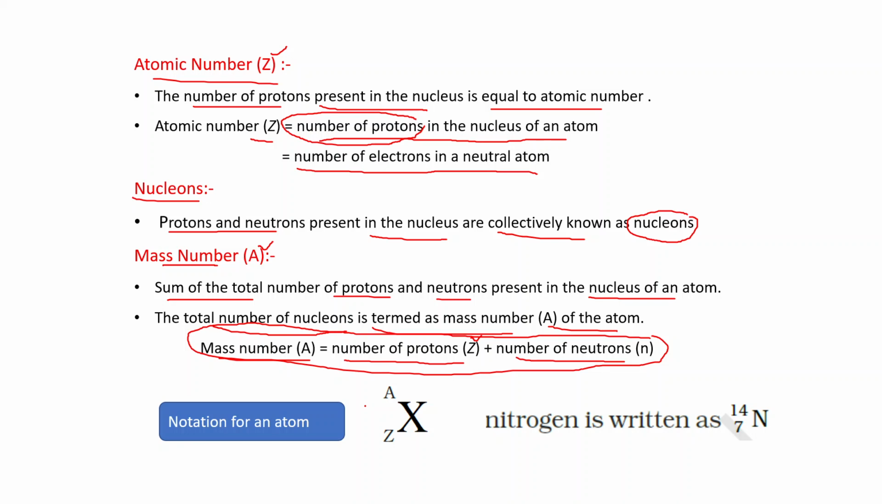How can we represent an atom? Now, if the symbol of an atom is X, suppose X, and its atomic number is Z and mass number is A, then this is written like this. Okay, for example, nitrogen with atomic number 7 and mass number 14. This is the notation or representation of a nitrogen atom.